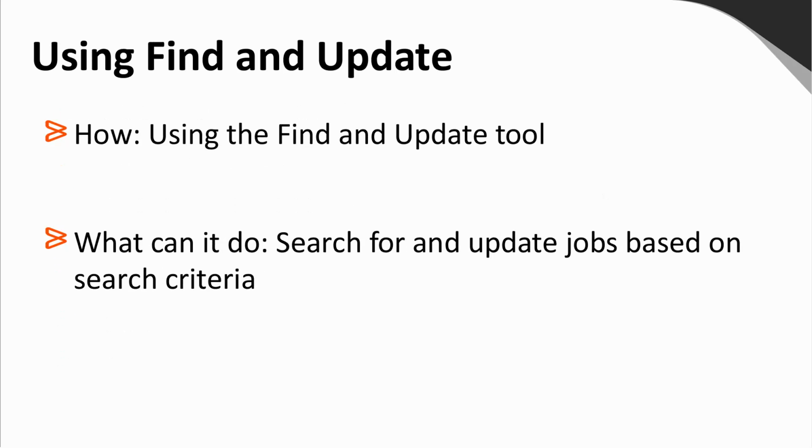The Find and Update utility is available in the planning domain of the Workload Automation client. This tool allows you to search for jobs based on various search criteria, and then update multiple parameters in the found jobs. We'll show an example of using this to make changes to multiple jobs at once in the planning domain and in the demo section.